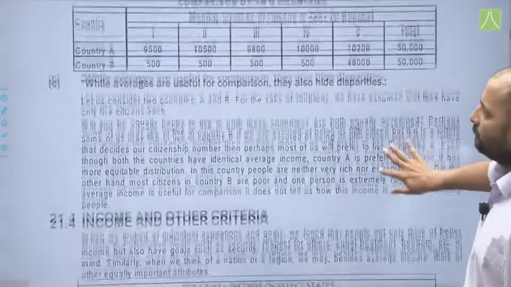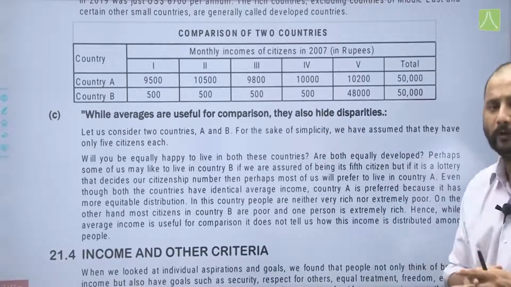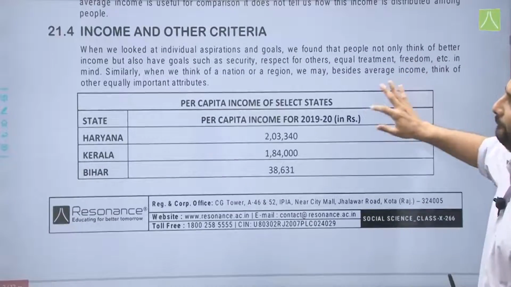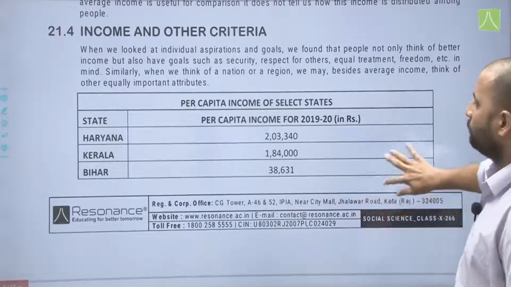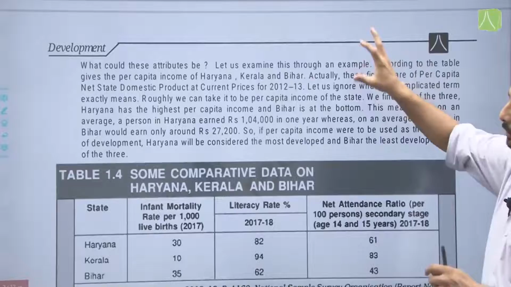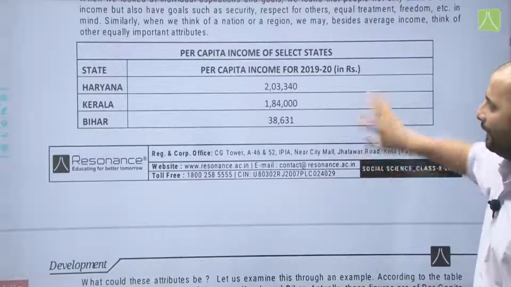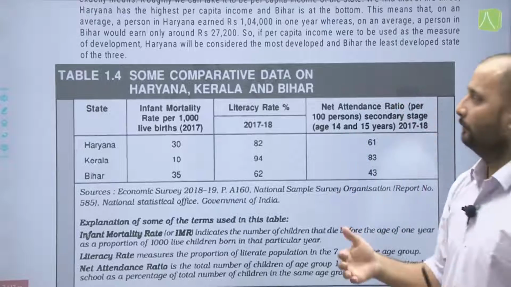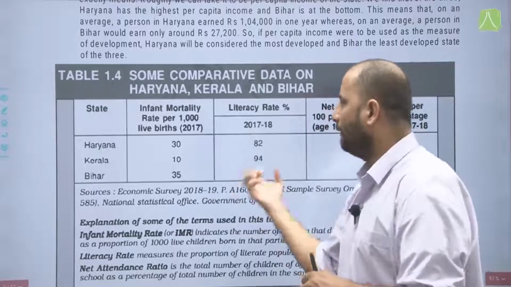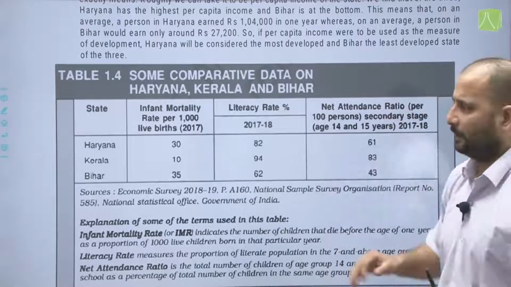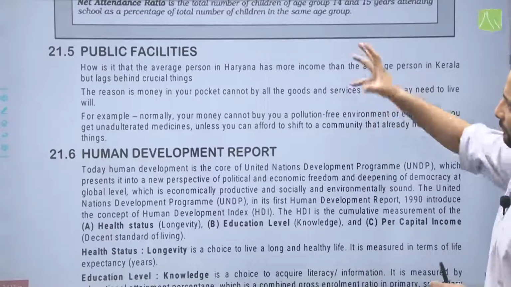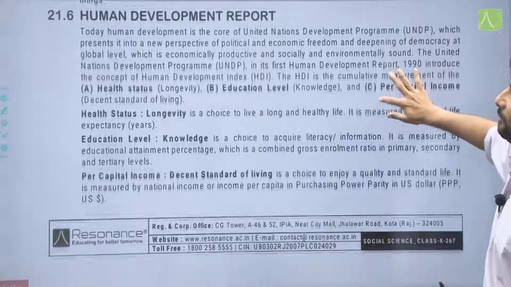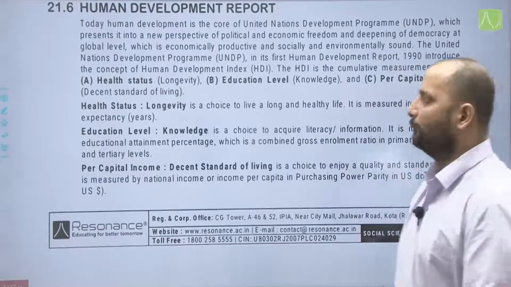Then we also saw that averages are useful for comparison, but they hide disparities. Then we looked at income and other criteria, and the comparison of 3 states, and how Kerala has much better facilities than Haryana in spite of having a lesser per capita income. That is what was covered in public facilities. And now today we will start with our topic, the human development report.